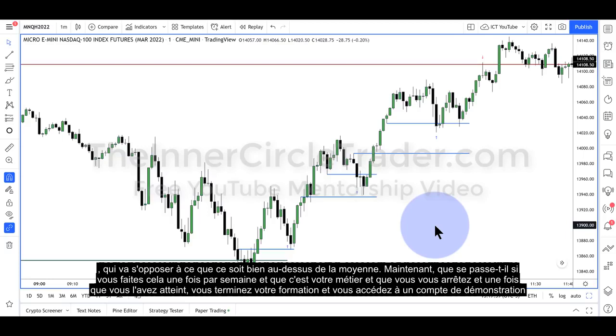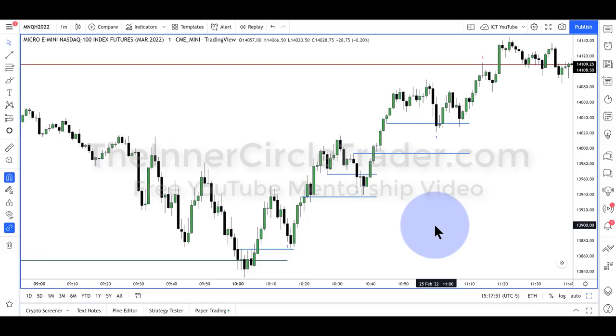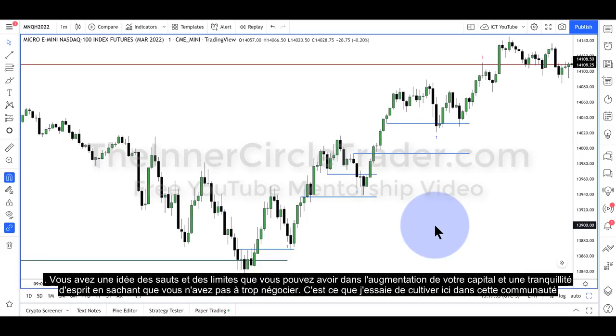Now, what happens if you do that once a week, and that's your trade? And you stop. Once you hit it, you end your trading. That's it. And then you go to a demo account. Do you have any idea the leaps and bounds that you can have in your equity increasing, and the peace of mind knowing that you don't have to overtrade? That's what I'm trying to cultivate here in this community, folks.